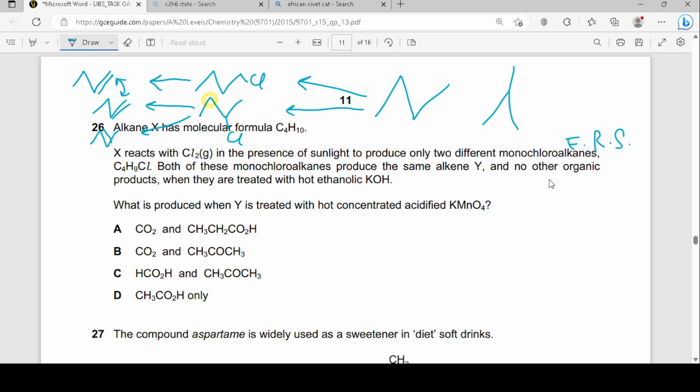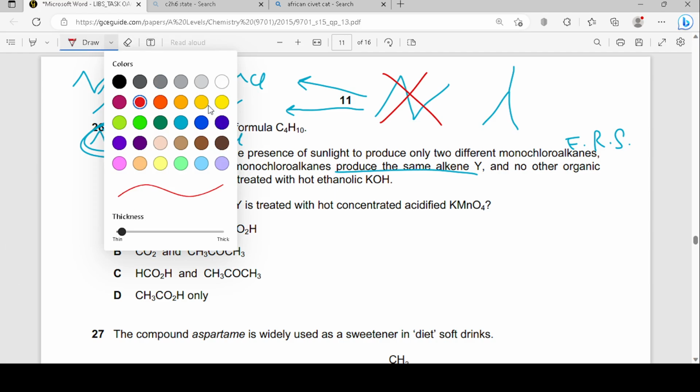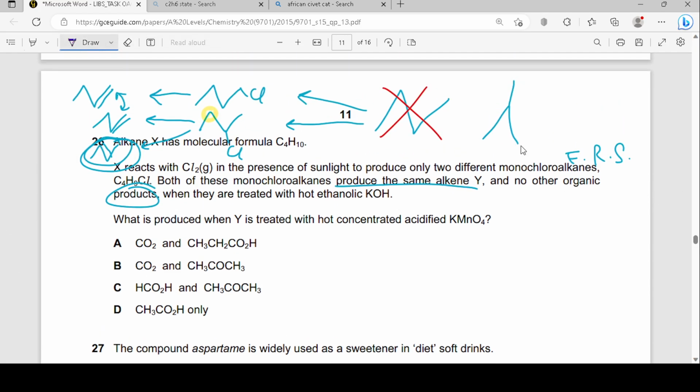And what did they say in the question? They said no other organic products are formed. They just produce the same alkene Y. And since I get this as well, I'm going to say that this is probably not the isomer of C4H10 that we are using. So probably we are using this one, okay? So now I will draw out the products using this. Firstly I get this, when I react it with Cl2 in the UV light. And the other one I could get is if it attaches here, okay?